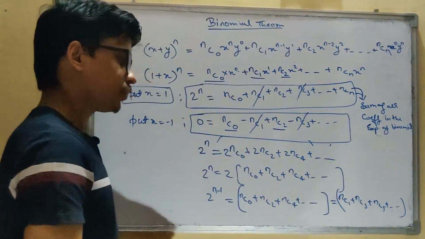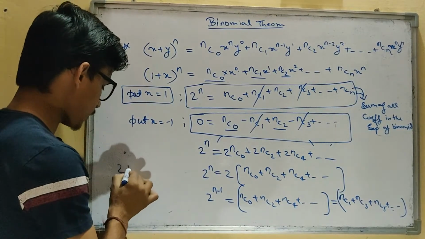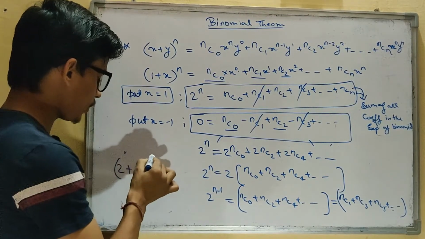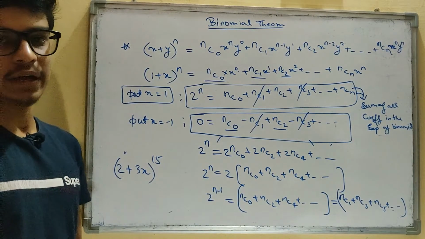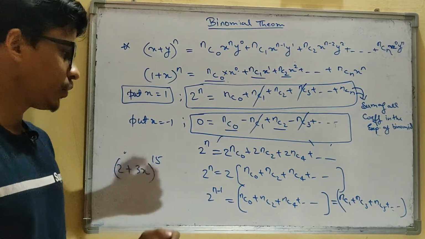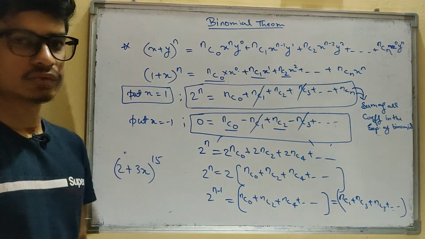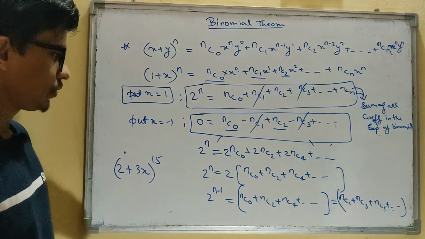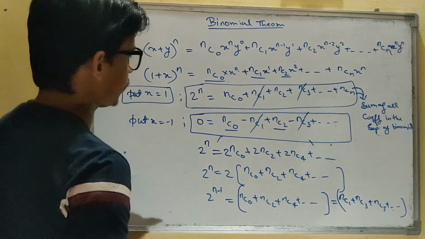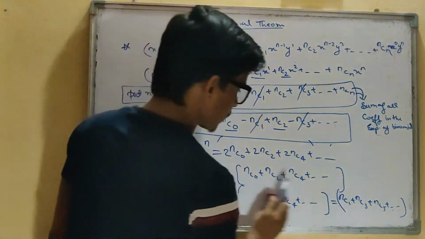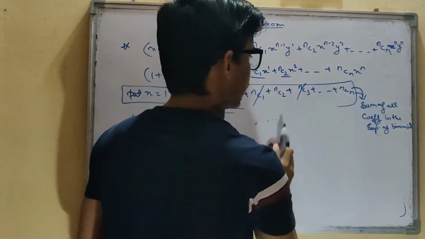They can directly ask you, let's say the question is like this: 2 plus 3x to the whole power, let's say 15. They will ask you to find the sum of all the coefficients which are present at the even places. Whether they say even places or odd places, the answer is 2 to the power 15 minus 1, which is 2 to the power 14. So that will be the answer. This is how you have to do this. Okay, now you can note it down. Please keep in mind they are very general, and they are asked very frequently.